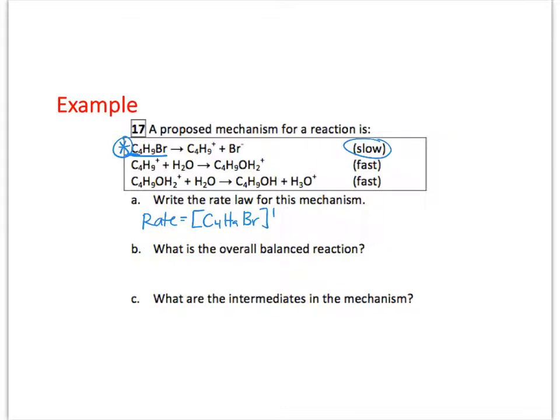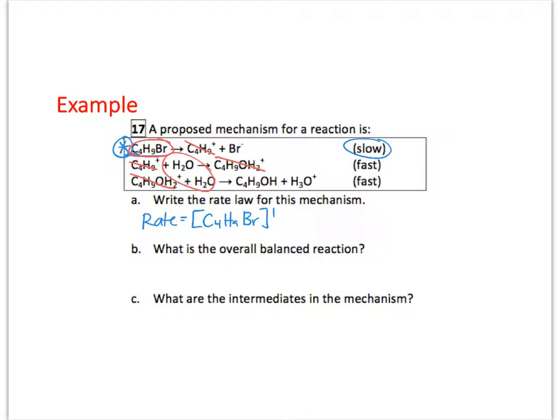What is the overall balanced reaction? So now I will go through and I cancel things out. So that gets canceled out. So that's an intermediate. Here's another intermediate. And that's it. So now I add the rest of the stuff together.